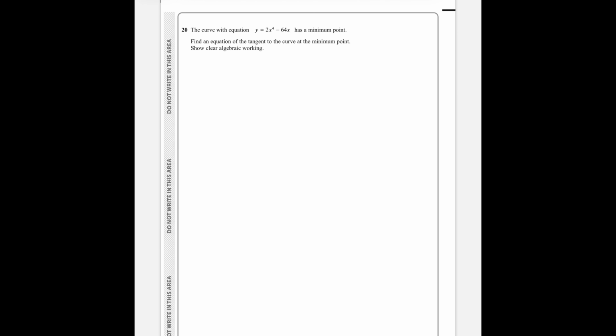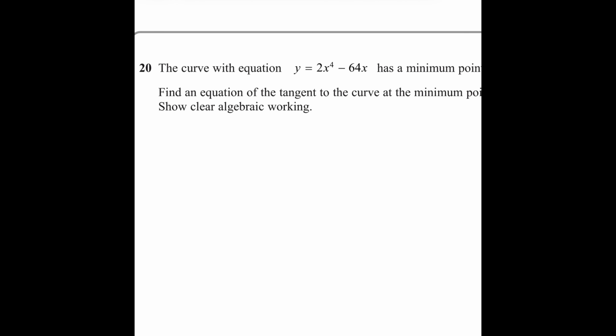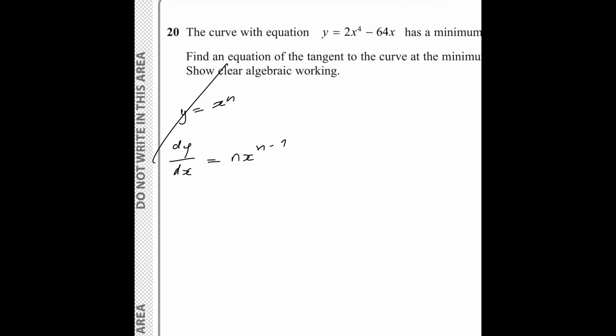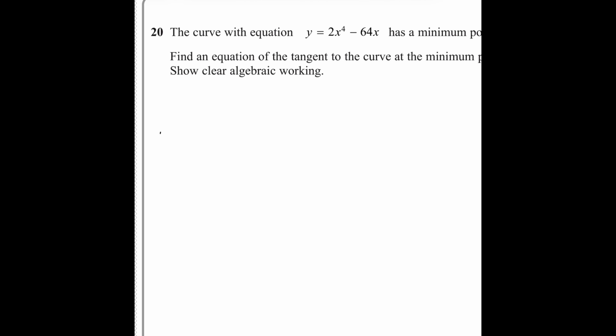Alright, so this is a simple derivative question. So first we have to differentiate the function. If you don't know already, if y equals x to the power of n, then dy/dx equals nx to the power of n minus 1. So in our case, since y equals 2x to the power of 4 minus 64x, dy/dx is going to be equal to 8x cubed minus 64.